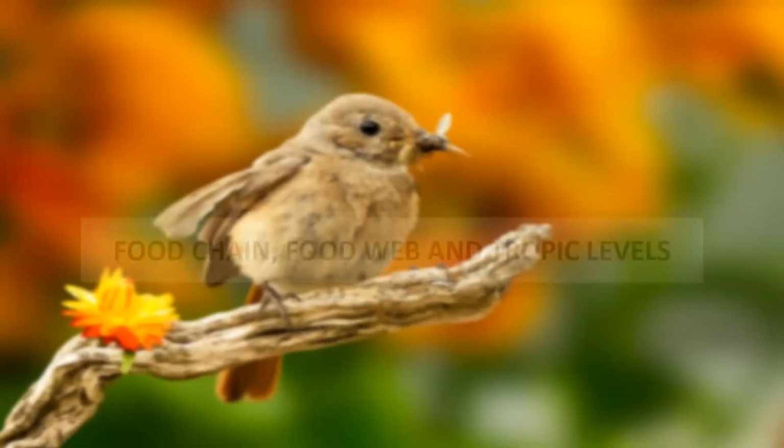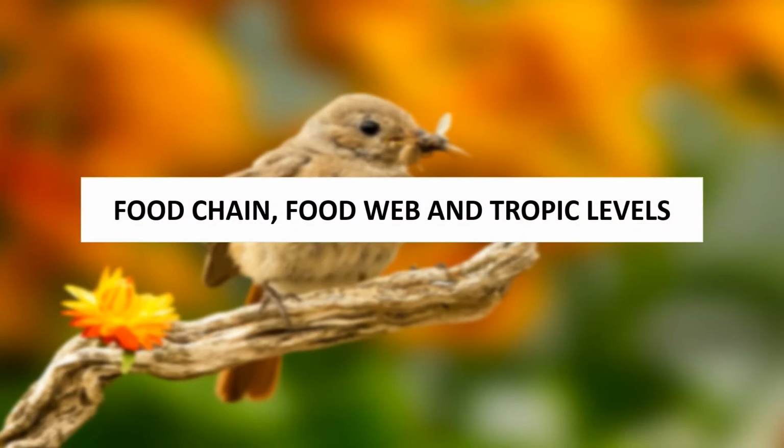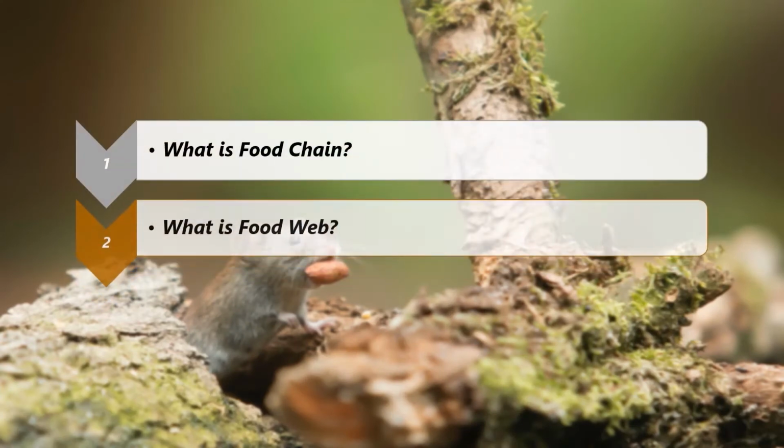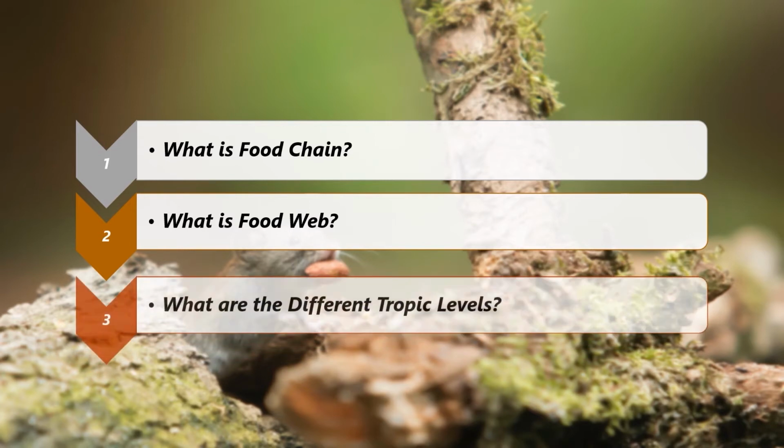Hello learners, today we are going to talk about the food chain, food web and the trophic levels. This is under the subheading linkages in nature, and we had already studied the ecosystem, what an ecosystem is, what the components of the ecosystem are, and what the types of producers and consumers are. So the next part of this unit is what a food chain is, what a food web is, and what the different trophic levels are.